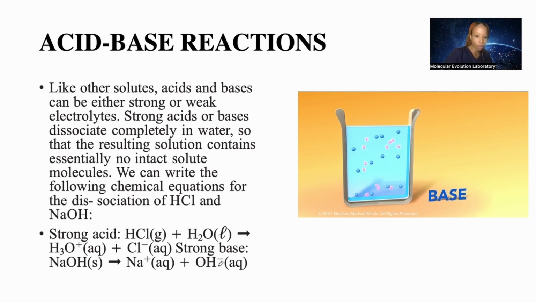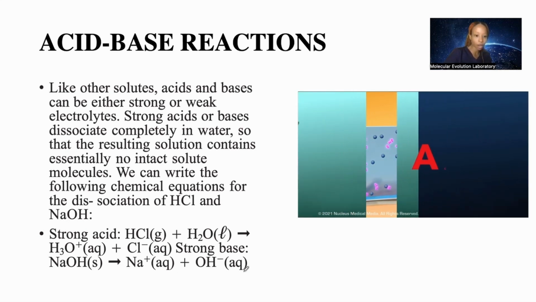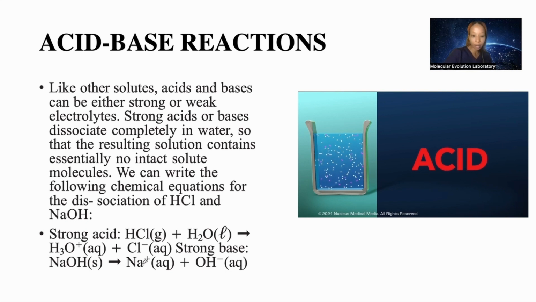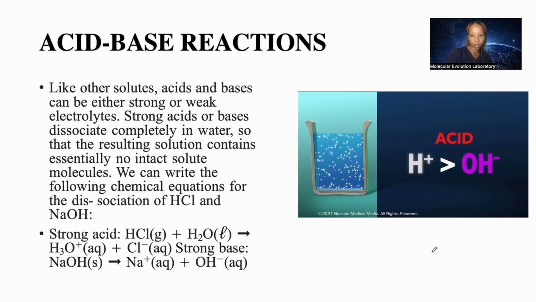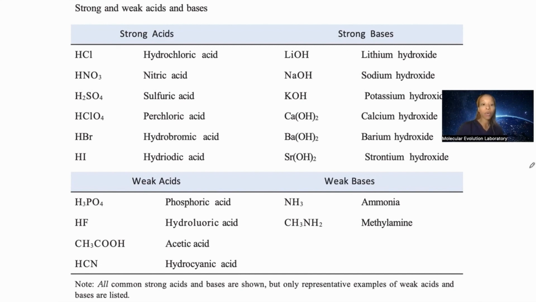A strong base will produce, as we mentioned before, hydroxyl groups. Sodium hydroxide produces sodium and a hydroxyl group. So acids are going to have H, hydrogen ion, in front of them, while the bases will have the hydroxide or hydroxyl group. Examples of strong acids include HCl, hydrochloric acid, HNO3, nitric acid, H2SO4, sulfuric acid, HClO4, perchloric acid, HBr, hydrobromic acid, HI, hydriodic acid.